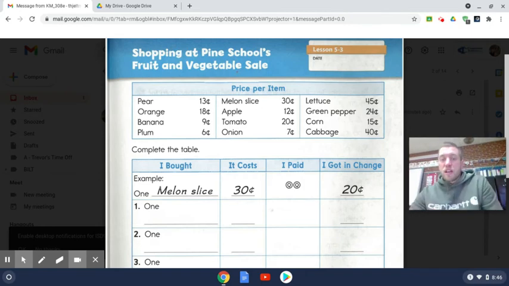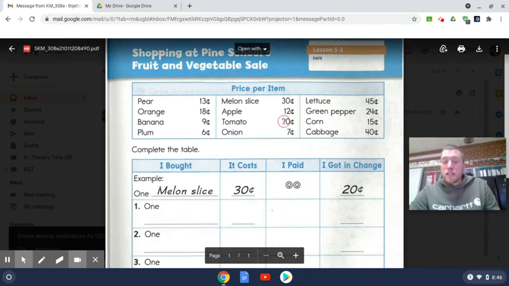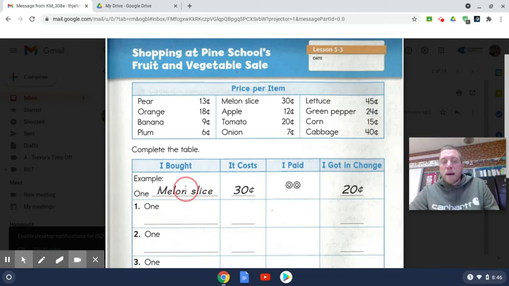And so today, let's just do the example here. So they bought a melon slice, and if you look at the table up here, a melon slice costs 30 cents. Do you guys see this? I hope you're paying attention. The 3 people I'm teaching today. See the melon slice for 30 cents? Okay. That's where they got that information.